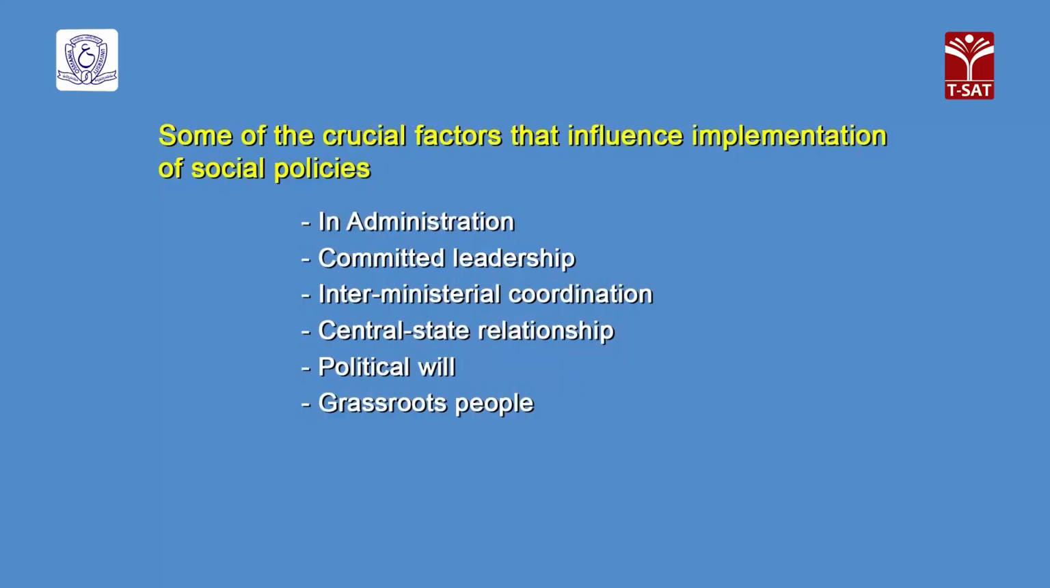Further, in India, social policy plays a crucial role in the formulation of five-year plans. It may be reiterated that without proper execution, social policy, no matter how ambitious and foolproof it is, remains a paper tiger. In administration, committed leadership, internal ministerial coordination, central-state relationship, political will, and representation of various stakeholders, including the grassroots people, are some of the crucial factors that influence the implementation of social policies.